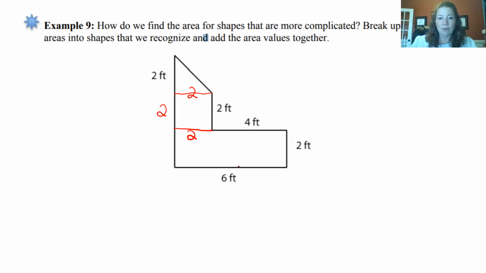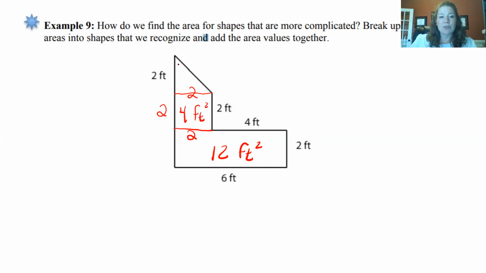So the rectangle, we want to multiply the base times the height. So we're going to multiply 6 times 2. So 6 feet times 2 feet is 12 feet squared. So that's the area of the big rectangle. And then we have a square right here, which the dimensions are 2 by 2. So 2 feet by 2 feet is 4 feet squared.